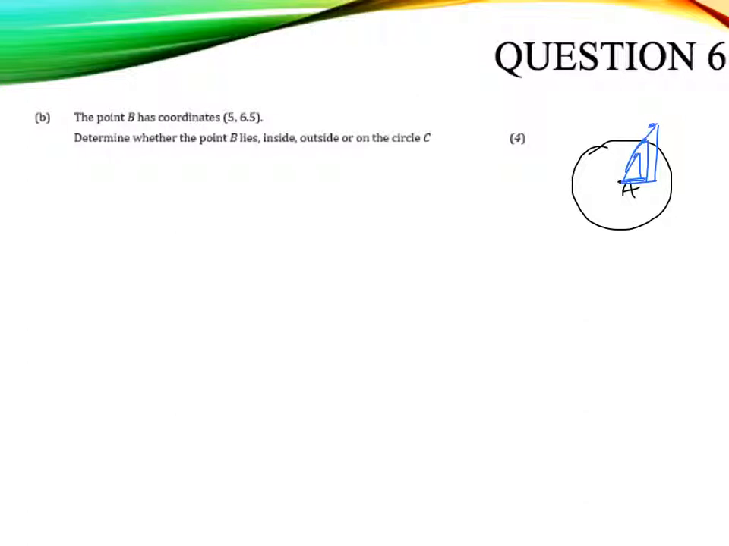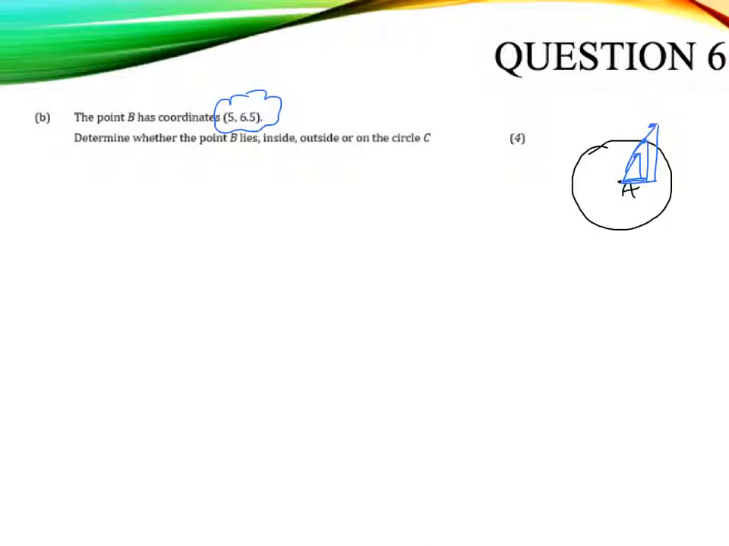So that's one possible way. Alternatively, I could try substituting these values into my equation and see what comes out. If the value 59 over 4 came out when I substituted x and y in, then we'd know it would lie on the circle. If it was not that, we'd have to think carefully about what that meant. But I'm sure we could have a go at substituting it in and see what happens.